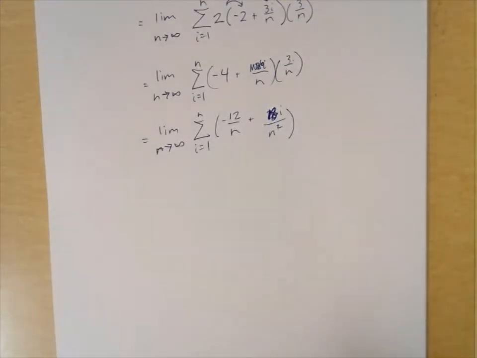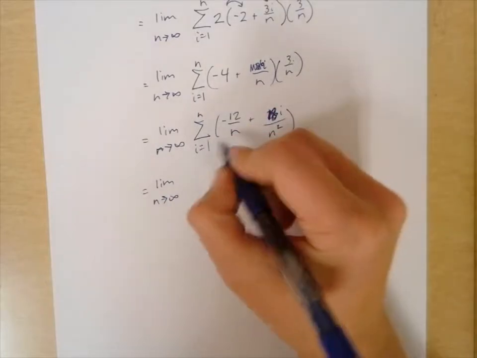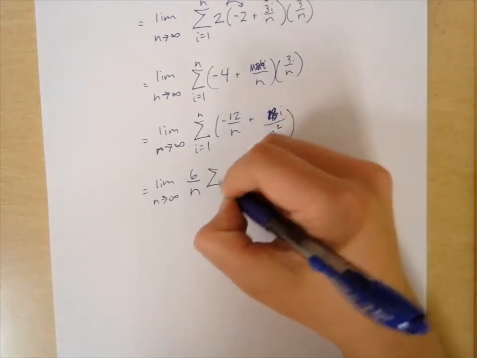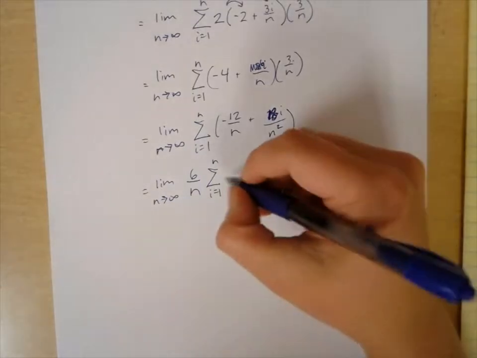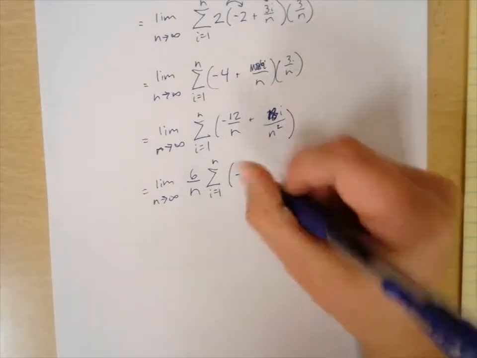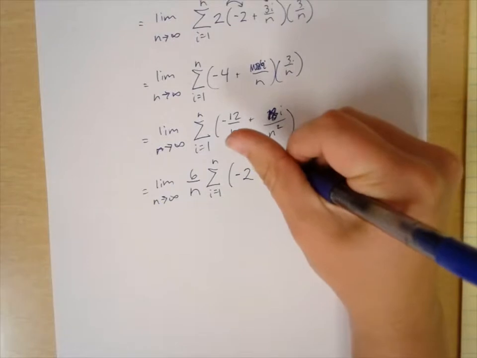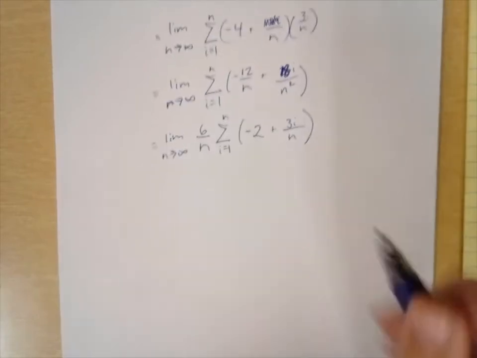Okay, great. Now, what I can see when I look at this is that each term in here has a 6 over n that I can factor out. So I can rewrite things. And I'm going to factor out of the summation 6 over n. And when I do that, I'm going to be left with a negative 2 plus a 3i over n, right? Because I had that n squared, so I still have an n there on the bottom.